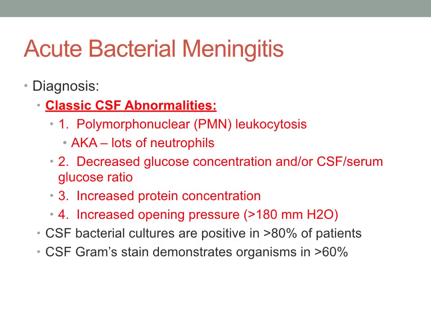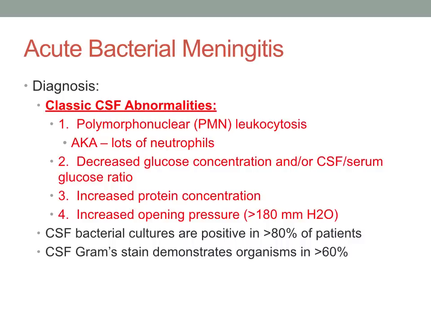All right, so here's the classic cerebrospinal fluid abnormalities. Notice that it is in red. You're going to see increased polymorphonuclear leukocytes, aka neutrophils. So when you look at your CSF smear, or the differential on the cell count, you're going to see neutrophils through the roof. And you should know this from going through your CBCs recently, that neutrophils increased tells you bacterial infection. You're going to see a decrease in glucose concentration and/or CSF serum glucose ratio.